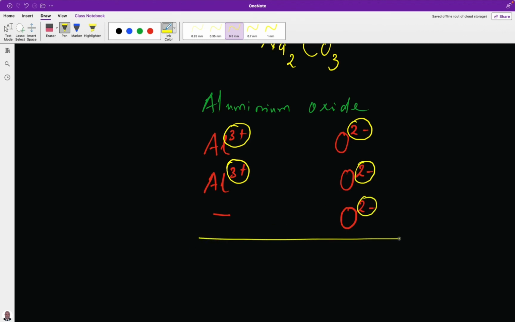Let's balance it. We have here only 2 of the aluminum ion, and 3 of the oxygen ion. The ratio is 2:3. Now let's write our compound. Our ionic compound will now be aluminum, 2 of them, oxygen, 3 of them. That is how you can do it.